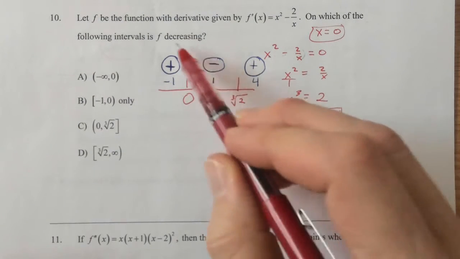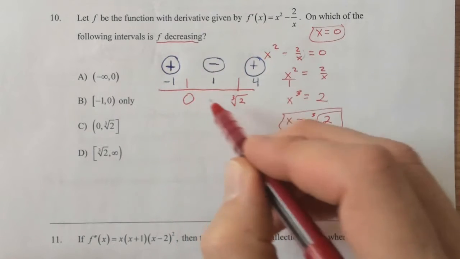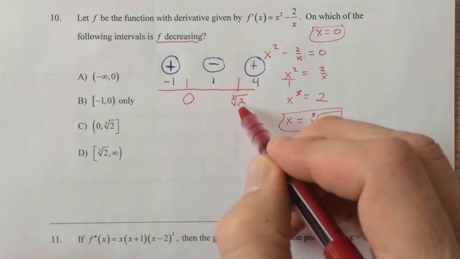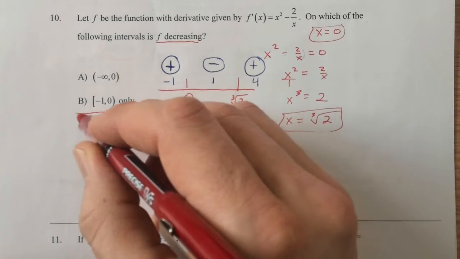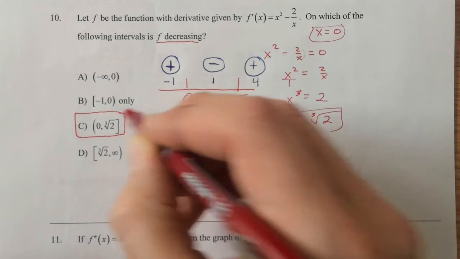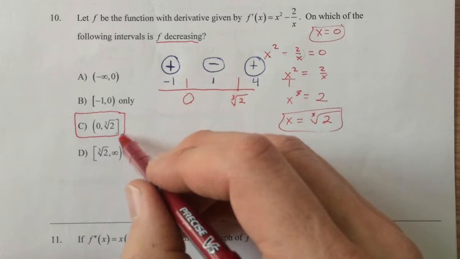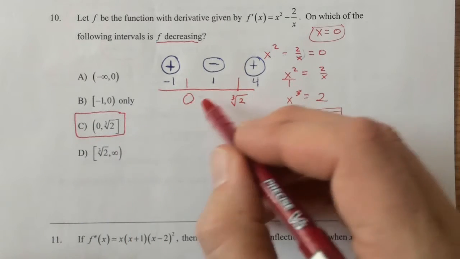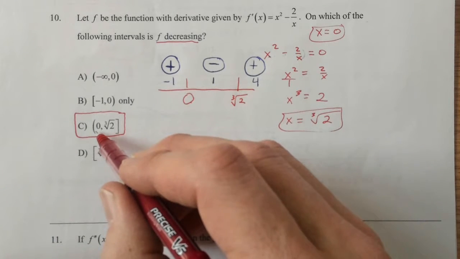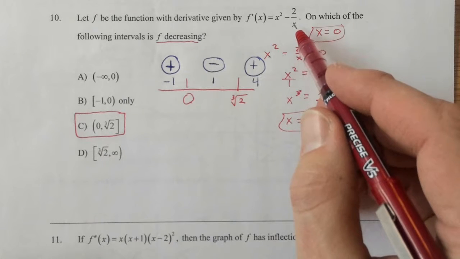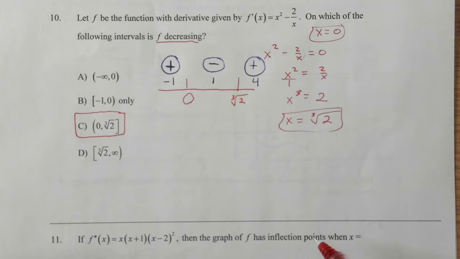first derivative means a decreasing function, so we're going from 0 to the cube root of 2, and there is our solution. Now notice that the readers decided to use a closed bracket here, which is fine. It had to be an open bracket here because the derivative does not exist at x equals 0.